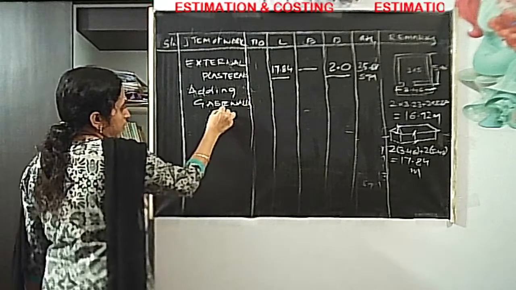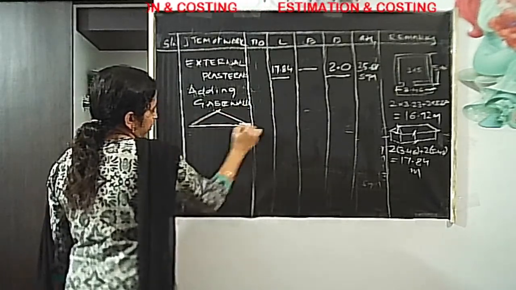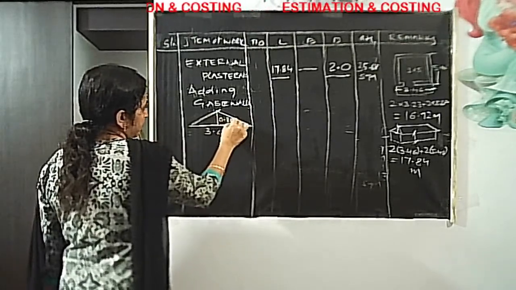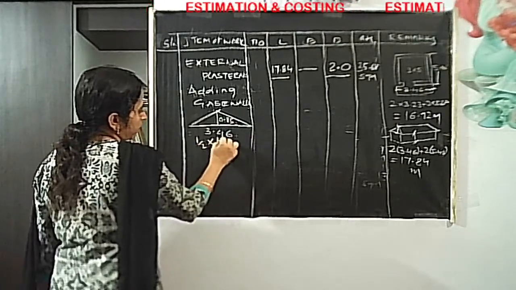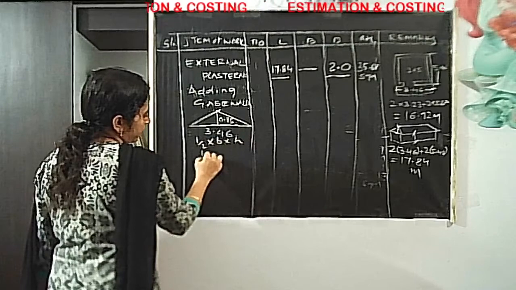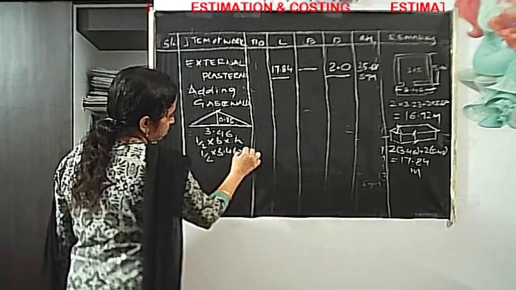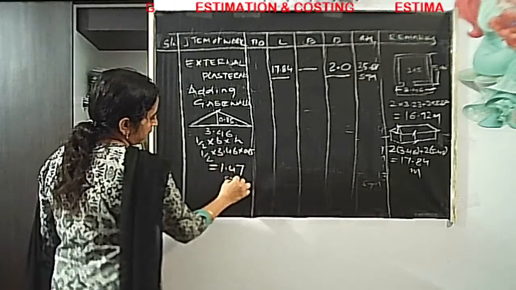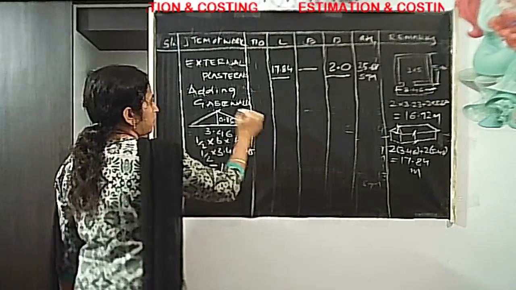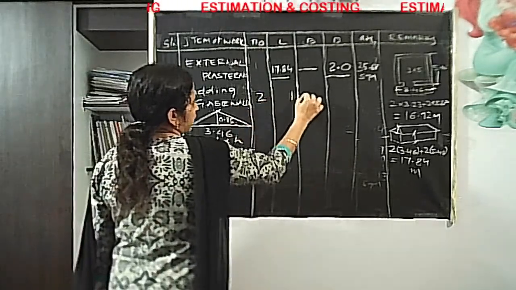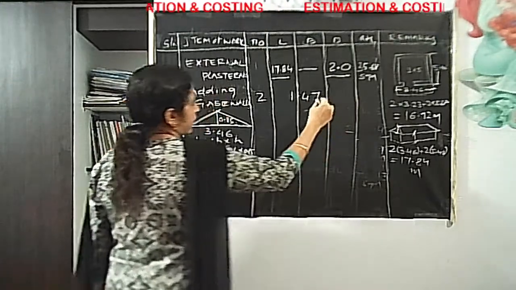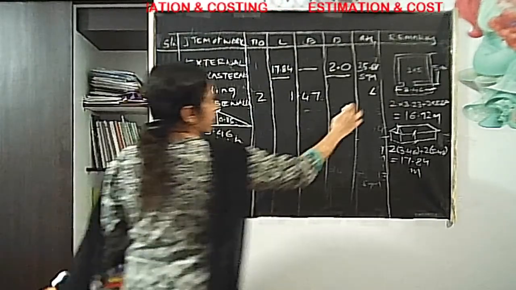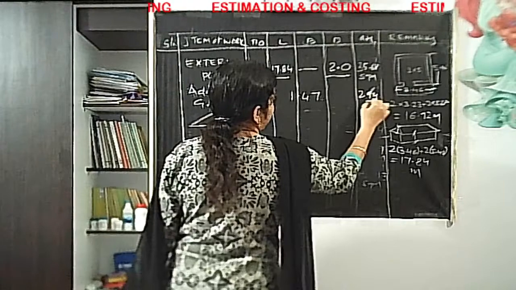Adding gable walls, again same thing which we did last time. This dimension is, as I have told, 3.46 and this is 0.85. As we calculated last time, half into base into height, that is half into 3.46 into 0.85, which is equal to 1.47 square meter. We want it in square meter itself. So, gable walls, 2 into 1.47, it is 2.94 square meter.